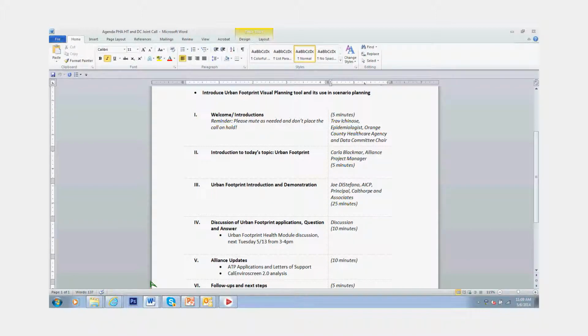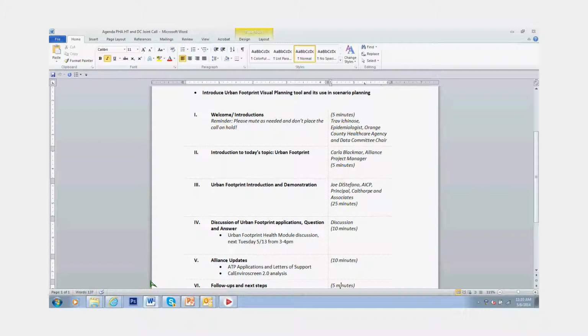And again, as Trav mentioned, we've scheduled 2 calls in this series. The goal of today's call is really to introduce Urban Footprint, why it was created, how it works, and to give you a sense of its core functionality, which is, as I understand it, projecting how land use and transportation planning decisions affect VMT, vehicle miles traveled, and greenhouse gas emissions. And those are the sort of critical elements that our metropolitan planning organizations like SANDAG and SCAG are being asked to project as part of SB 375.